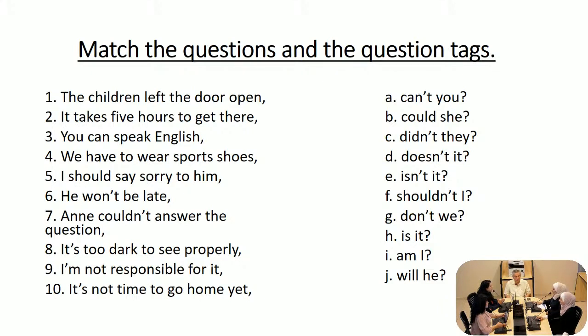The first example, the children left the door open. Here we don't have an auxiliary verb. So the verb is in the past, and we have to use didn't.